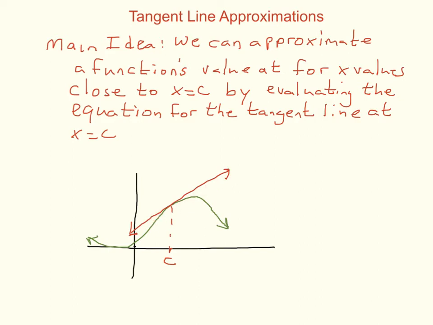If I move a little bit off of c, I can plug that x value into my tangent line, and my approximation and the actual function value of f of x are going to be close together. As long as we stay close to c, our tangent line will give us a reasonable approximation of f of x. If we move far away from c, my tangent line approximation would be here, the actual value would be here. There's a big difference. So as long as we stay very close to c, our tangent line will be a reasonable approximation.